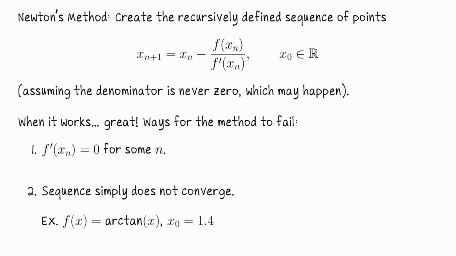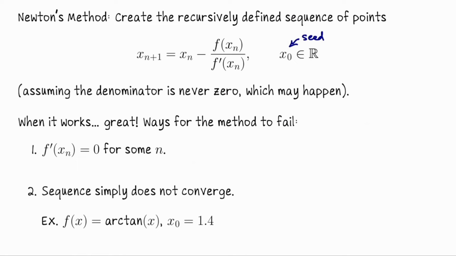So here's a summary of what we've said so far, plus one new remark. Newton's method means to create a recursively defined sequence of points. You have to start with some seed, hopefully well chosen, and from that starting value x0, you generate x1, x2, x3 until you think that this is converging to the root. So when it works, it's a really neat process. But here are two ways for the method to fail.